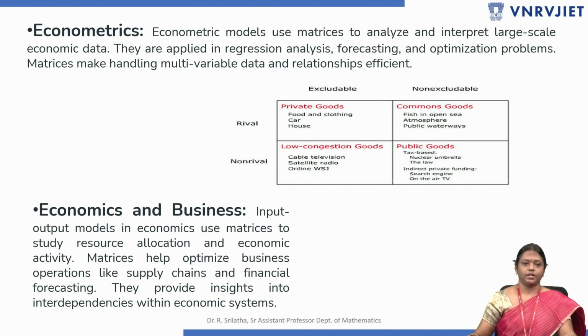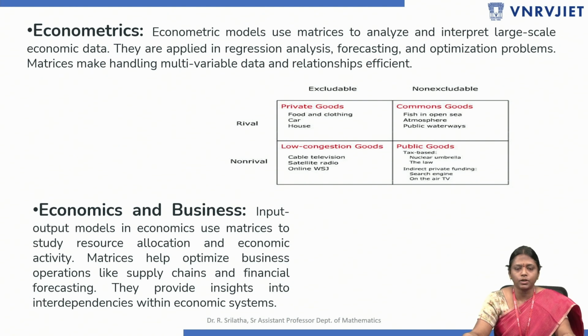The next application is econometrics. As we all know, whenever we learn matrices, we start with determinants and Cramer's rule. Determinants and Cramer's rule play a vital role in economics, and we are going to learn how they are useful for profit maximization or loss minimization.